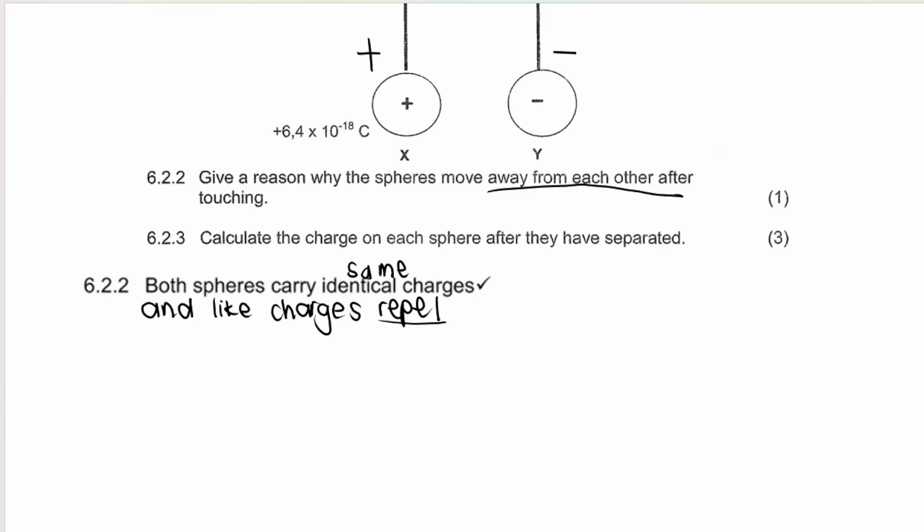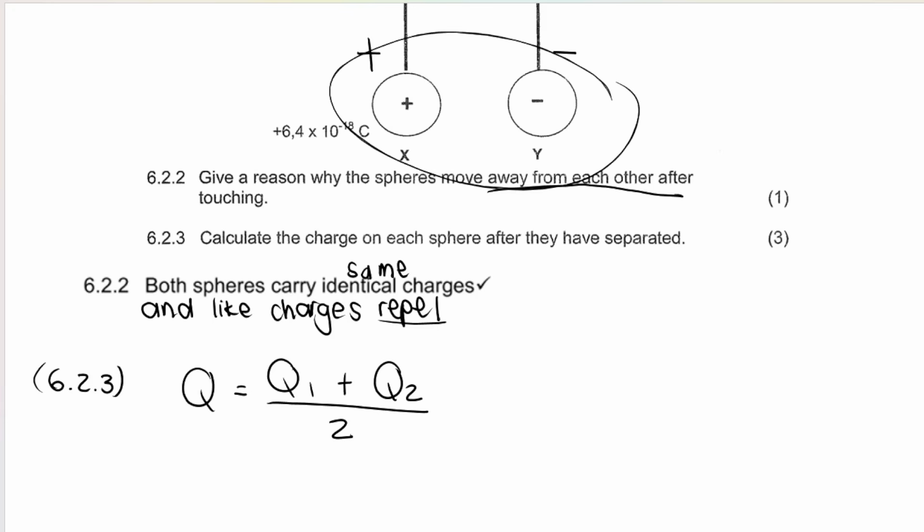Okay, calculate the charge on each sphere after they've separated. So you need to know that when objects come into contact, they touch each other and they separate. To calculate the charge after they separate, we need to use this formula. Looks like this. Q equals Q1 plus Q2 divided by 2. Because it's 2 objects, we divide by 2. If there were 3 objects, we would divide by 3, and so on. What we then do is we substitute in the charges.